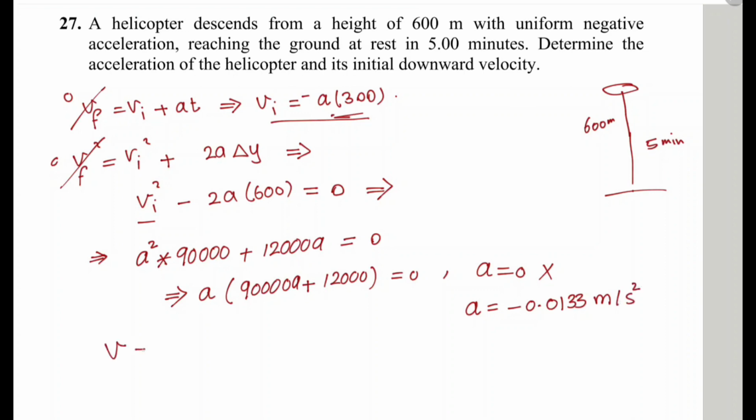V in this case equals minus a times 300, or minus minus 0.0133 times 300. In other words, V equals 4 meters per second.